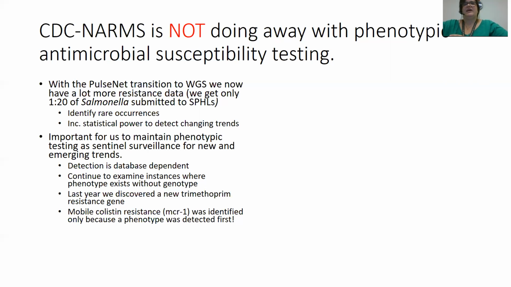So this allows us to identify really rare occurrences, so super rare genes that we don't see very frequently, and also gives us some increased statistical power to look at changing trends. However, from the NARMS standpoint, it's important for us to maintain phenotypic testing as a sentinel surveillance for new and emerging trends. Right now, a lot of the detection is database dependent, and we're going to use our phenotypic data to continue to examine instances where a phenotype exists without a genotype.